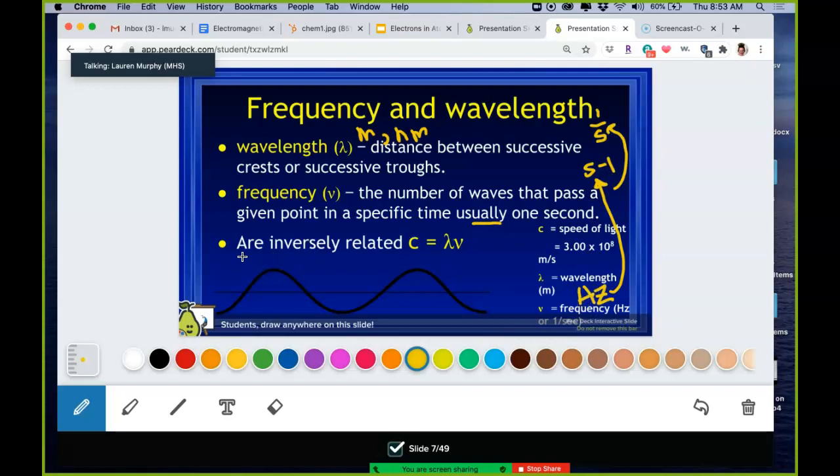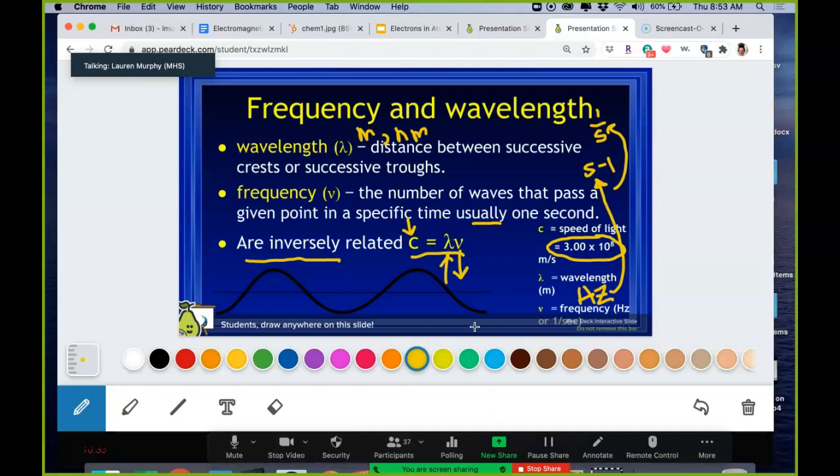And then they are inversely related. So this is the speed of light, c. It's a number, right? We just went over that number earlier: 3.00 times 10 to the 8th meters per second. And what inversely proportional means is when the wavelength gets bigger, the frequency gets smaller. They do the opposite of each other. When one goes up, the other one goes down.